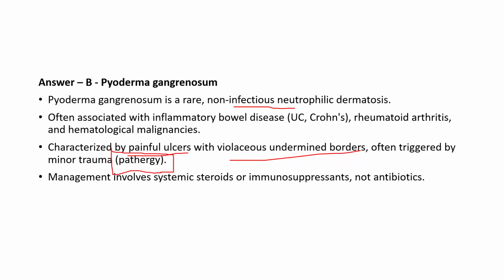Now, this pathergy test you also do in another disease. Can you remember that? That is Behçet's disease. Behçet's disease is a triad of oral ulcers, genital ulcers, and eye lesions. You can have uveitis, conjunctivitis, and so on. It's a type of vasculitis, right? And that can have a positive pathergy test. That means if you draw blood from a patient with Behçet's, after you take the blood there is a minor trauma there, and there you can have lesions. That is called a positive pathergy test. Again, in pyoderma gangrenosum you can also see that. Management: you give systemic steroids or immunosuppressants and not antibiotics, because it's non-infectious.